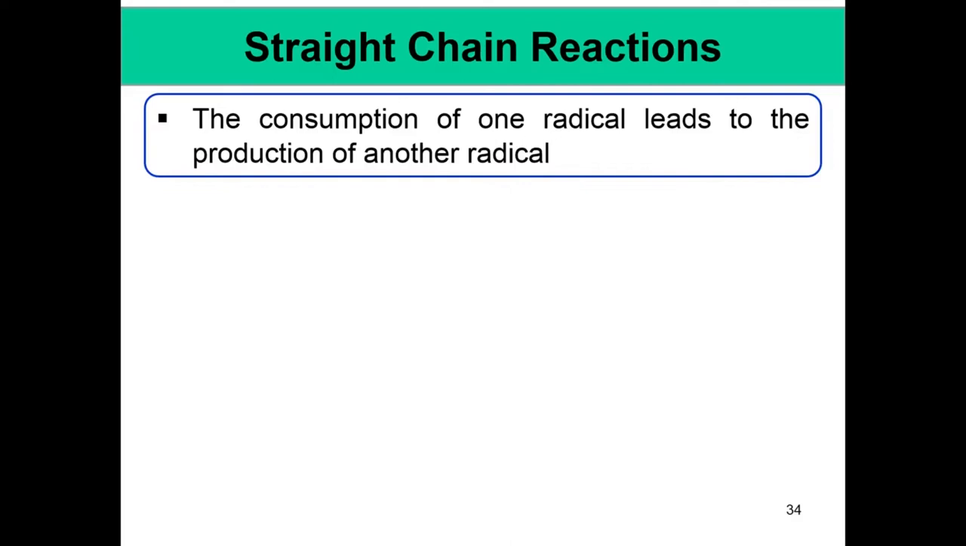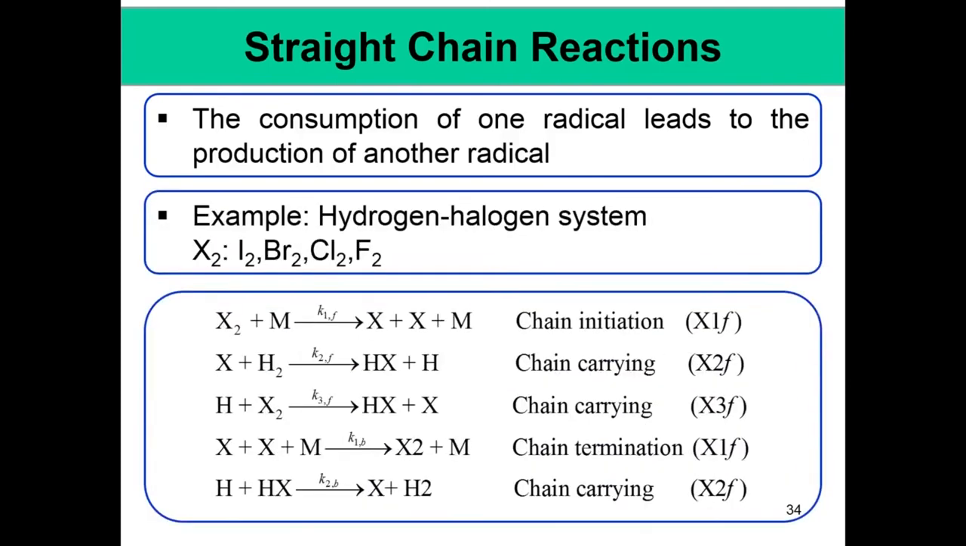As I said, if you are considering the H2 and O2 reaction mechanism, the chain carriers are H, O, OH, all these things. Now, what is a straight chain reaction? A straight chain reaction is when consumption of one radical leads to production of another radical, but only one more. One radical goes to one radical, not more radicals. These are examples of hydrogen halogen systems.